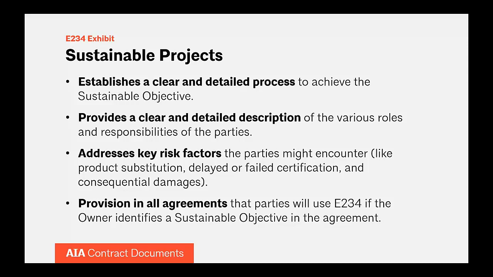But what we've done is extracted the roles of each of the parties from the SP documents and created the exhibit. And so, you have the architect conducting the sustainability workshop. You have the CM assisting with collecting the sustainability documentation and that sort of thing. And all of the agreements now have a provision that says that if the owner identifies a sustainable objective in the initial information, the parties will then use E234 to define the responsibilities of all the parties to achieve that objective.